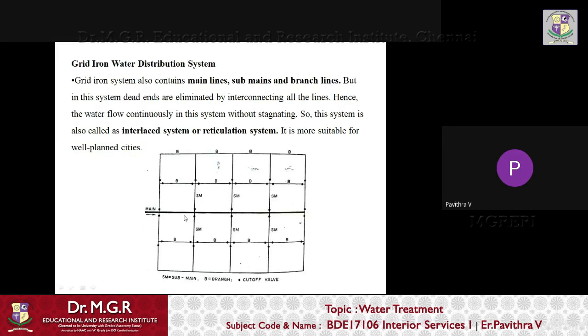So if any repair is going to happen in a branch, all the other branches will continue to get the supply of water without any interruption. That is the main advantage of the grid iron system. Any repair work in one branch line will not affect the supply of water to the others. So this is the main advantage of the grid iron water distribution system.